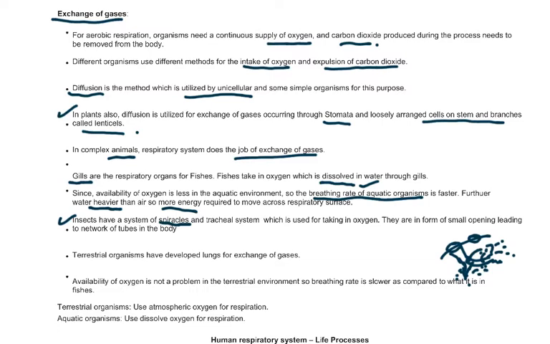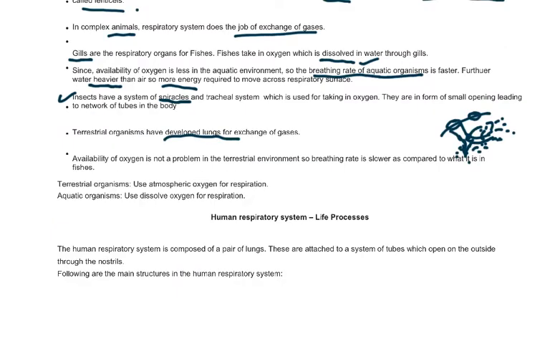Now coming to terrestrial organisms, they have well developed lungs. These lungs are complex organs, or rather an organ system, which helps in the exchange of gases from the atmosphere, from the air. Like other terrestrial organisms, the human respiratory system also has lungs. We have a pair of lungs which are present in the thoracic cavity, or the chest cavity. These lungs contain small sacs, the alveoli, which help in the exchange of gases.